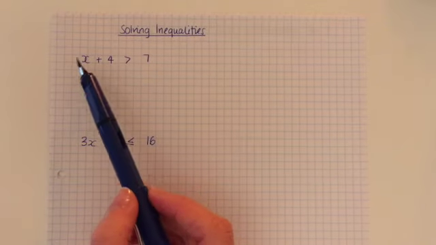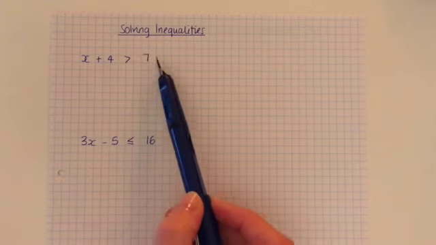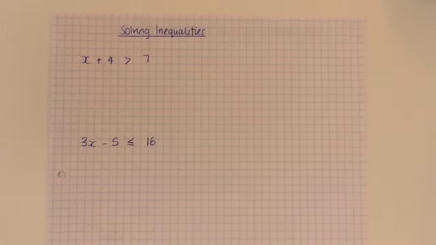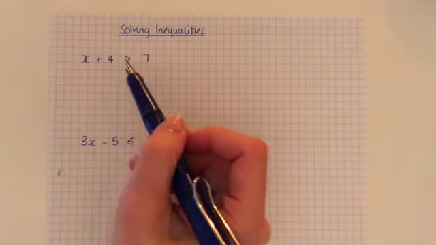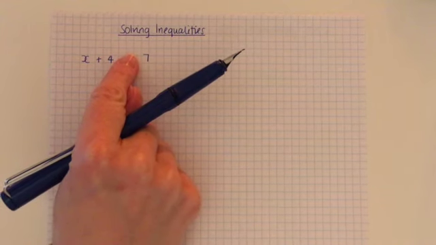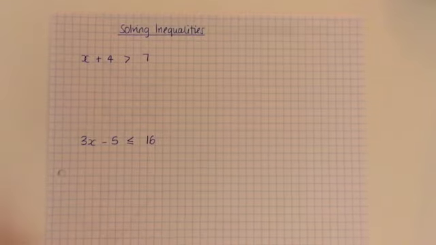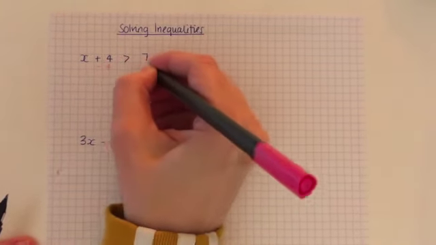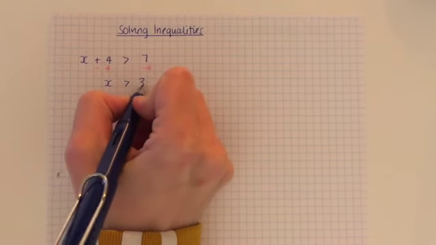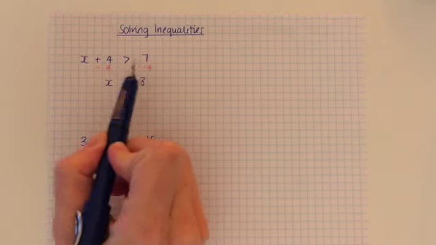Basically what this is saying is that when you do x plus 4, it's going to be greater than 7. To solve it, you do exactly what you do to solve an equation as if this was an equal sign. If this was an equal sign, you take 4 from each side and that's what x would equal. That's exactly what you do on this. So we're going to take 4 from each side. What we know is that x has got to be greater than 3 for this inequality to be true.